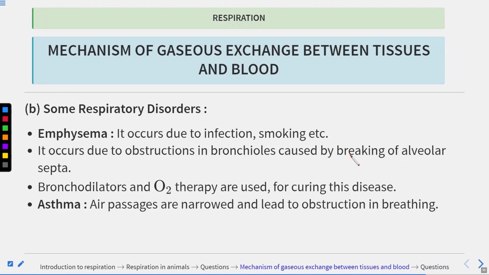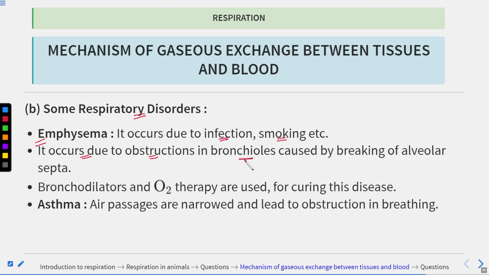The next topic, let's now have a look at some of the respiratory disorders. Now there are a lot of disorders that are related to the respiration, and some of these disorders are due to smoking also. All right, now first let's have a look at one of the disorders known as emphysema. Okay, what is emphysema? Now it occurs due to infection or smoking. All right, so what happens in emphysema? It occurs due to the obstruction in the bronchioles.